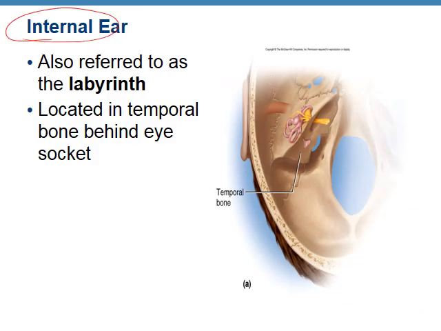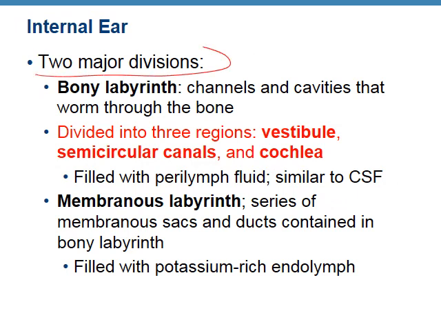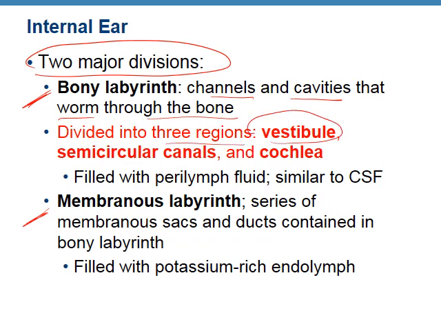The internal ear is also referred to as a labyrinth. It's located within the temporal bone behind the eye socket. So here's your external ear, here's your middle ear, and then once we get into the inner ear, we're sitting directly in the temporal area. The major divisions are the bony labyrinth and the membranous labyrinth. The bony labyrinth has channels and cavities that worm their way through the bone, hence bony, right? It's divided into three regions: the vestibule, the semicircular canals, and the cochlea.